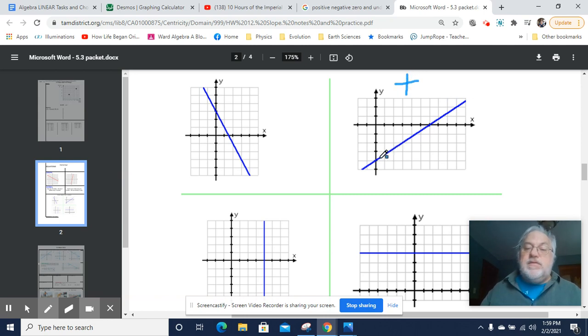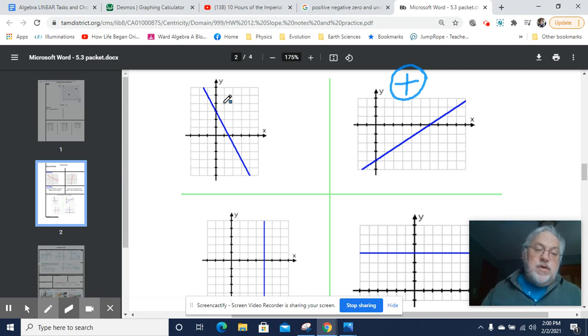positive. And the reason for that is as x changes, y changes in the same direction. So as x gets bigger, y gets bigger. So that's a positive divided by a positive. If we were going the other direction, as x gets smaller, y gets smaller. So the y change is negative, the x change is negative. If you're dividing a negative by a negative, either way, you get a positive slope. So up to the right is positive.